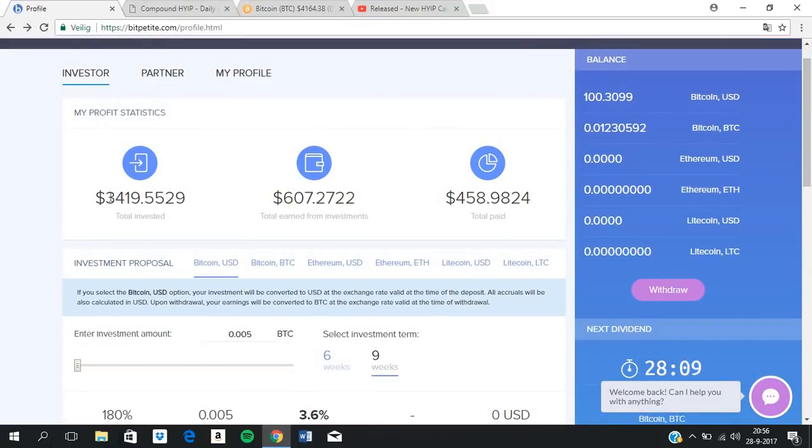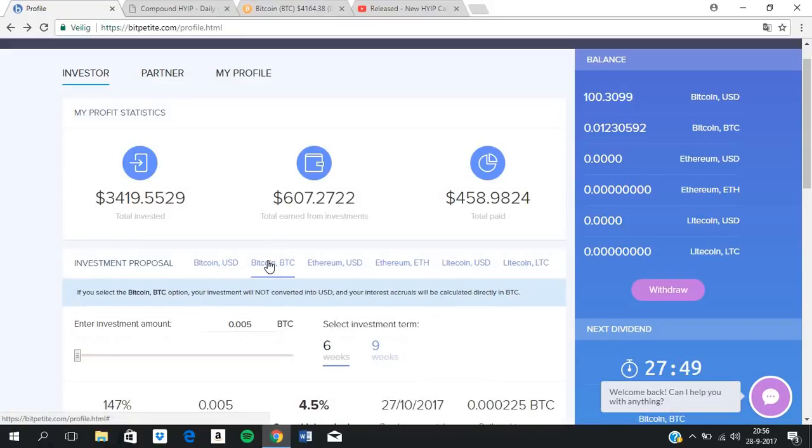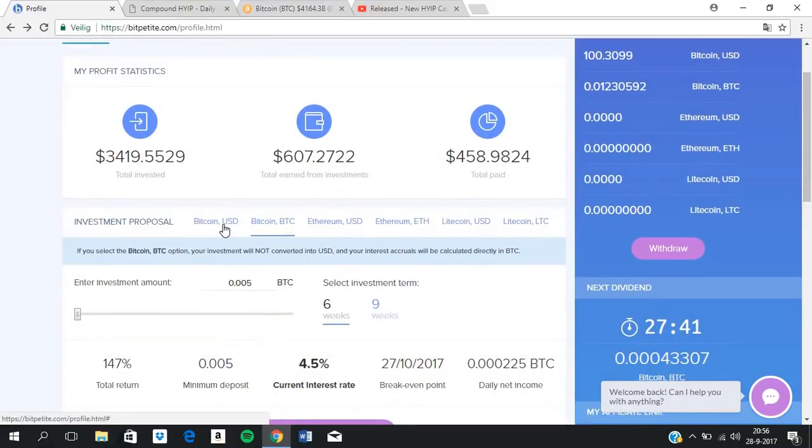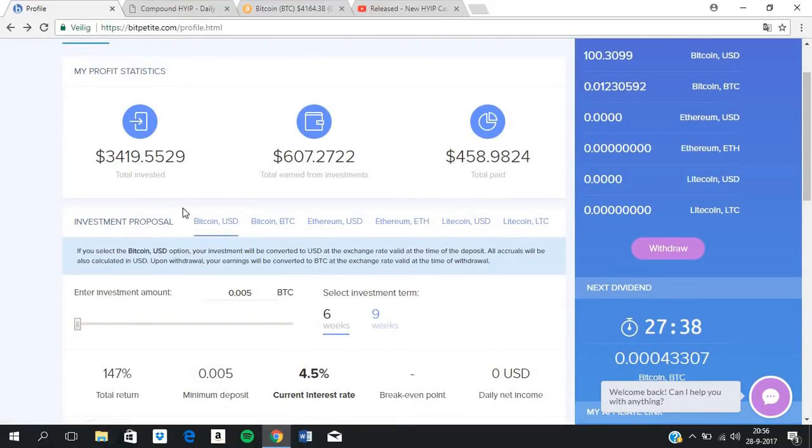At this moment, I've invested a little bit less than 1 Bitcoin. I've invested about 0.60 Bitcoin in US dollars, so this option, the 6 weeks. And I've also invested around 0.3 Bitcoin in this method, which means that I will get paid in Bitcoins. If the Bitcoin goes down, then this option is the best one, because you will get a guaranteed amount of dollars.